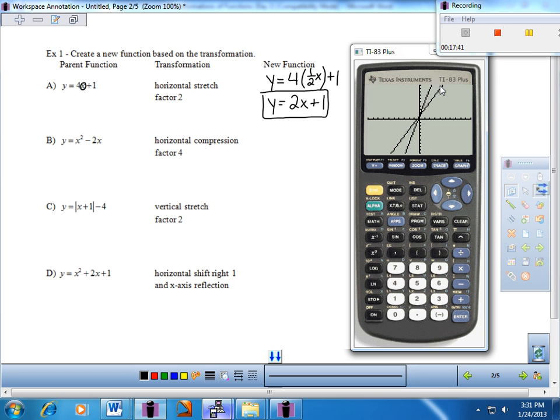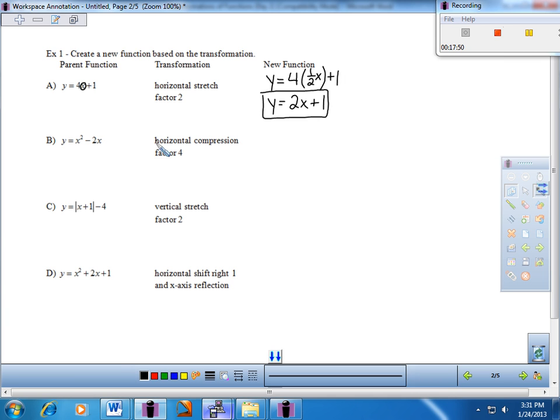Excellent. All right, let's go get the next one. Letter B, horizontal compression, factor of 4. So the first thing I think of, that keyword right there, horizontal. So you know that one's a dead giveaway. It's an input change, of course. So circle those inputs, please.